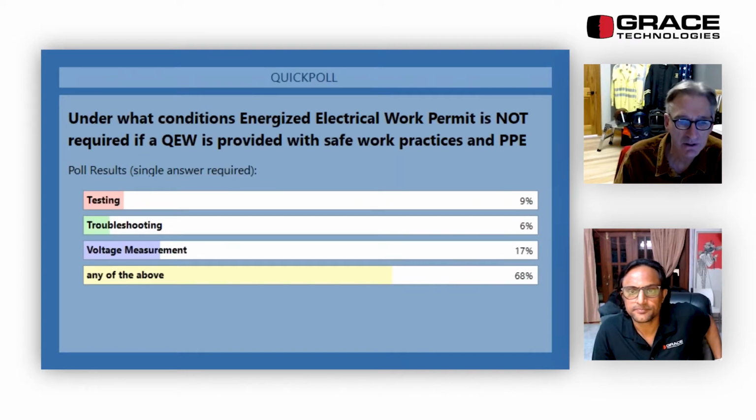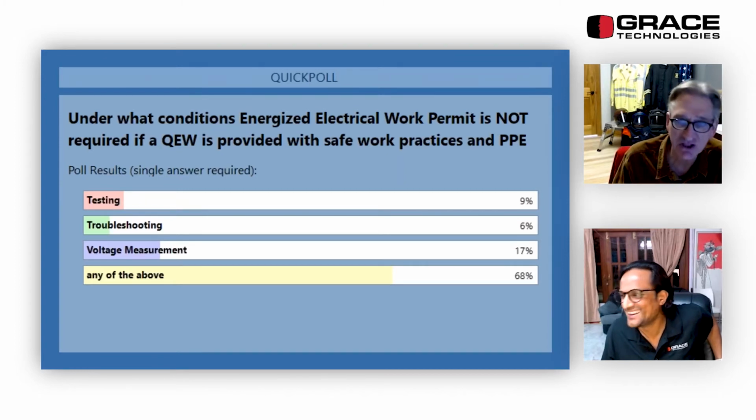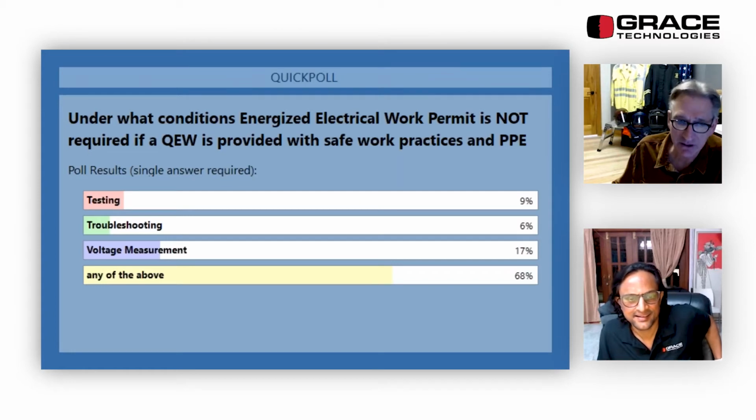All right. The majority of the people got this correct. So it is any of these. If you can test, you can troubleshoot, you can measure voltage, and these are exemptions from not having to have an energized electrical work permit. Well, where's this located? I'm glad you asked. 130.2 C1, 130.2 C1. It gives us some other exemptions of having to fill out and having to have an energized electrical work permit, but these are absolutely exemptions. Testing, troubleshooting, and voltage measuring.